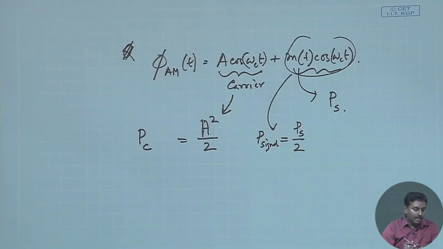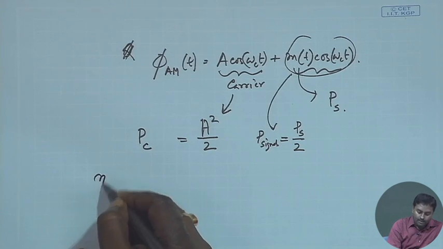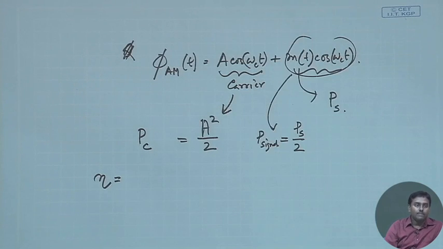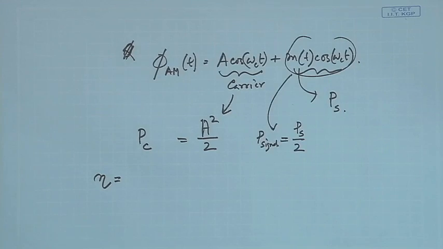Now, let us talk about some efficiency. Ultimately, what I am trying to do is transmit m(t) through the channel. The significant amount of power which is actually required, the valuable power, is this P_s, the signal power. That is the power I wish I could have transmitted.